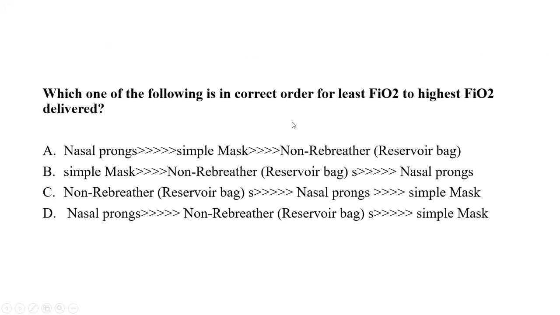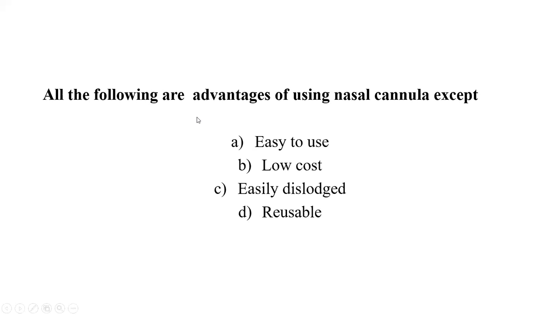This question, we saw it. As we saw, the order of flow from least FiO2 to highest FiO2 is nasal prongs, simple mask, non-rebreather mask. Next slide. Okay, all the following are advantages of using a nasal cannula except. Can we make a poll for this question?